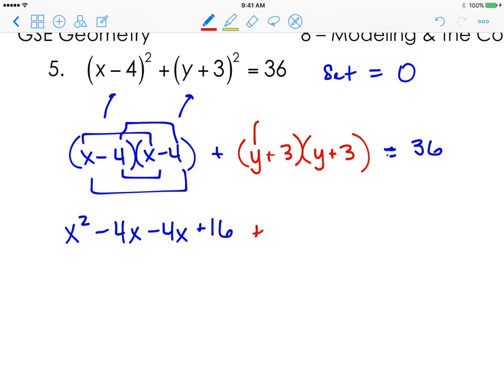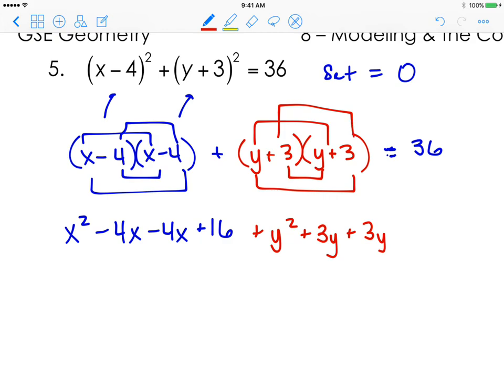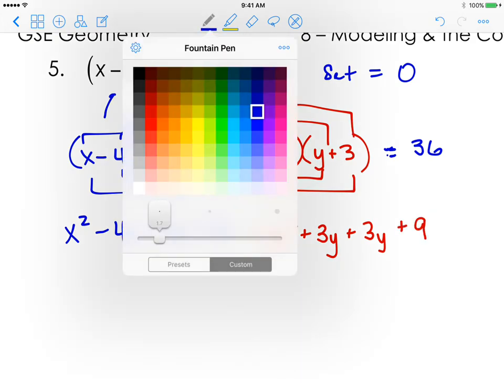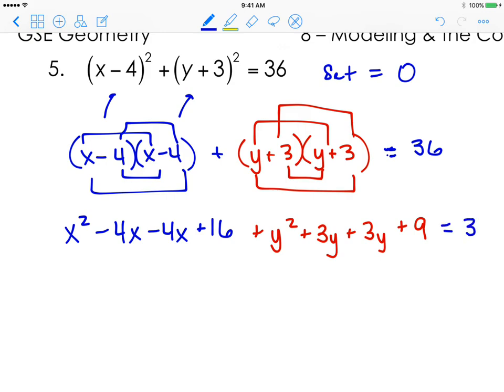So first, y times y is y squared. Outside, y times positive 3, so plus 3y. Inside, 3 times y, which is 3y. And last, which is 3 times 3, which is 9. And of course, that equals 36.